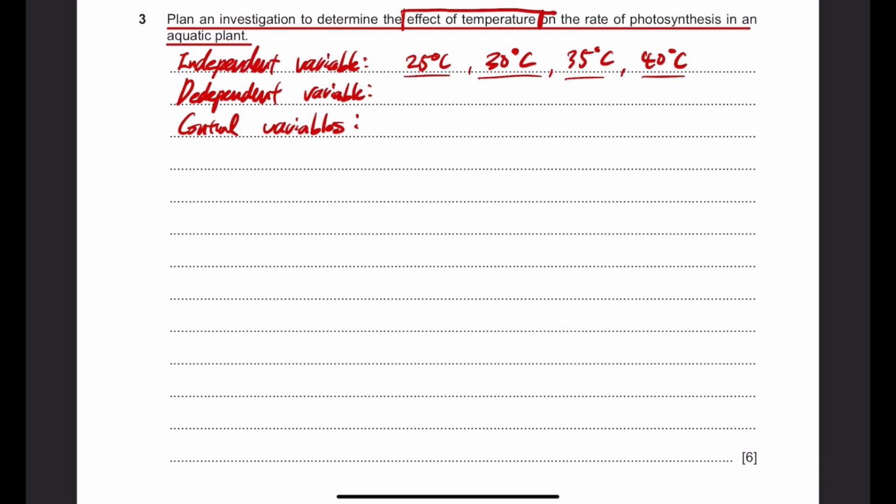And for the dependent variable, it's something that you're counting, right? You're measuring. So the rate of photosynthesis is often measured by the gases, like the oxygen gas that's given off from photosynthesis. So you probably want to count the bubbles. You can also measure the volume of gas that's formed.